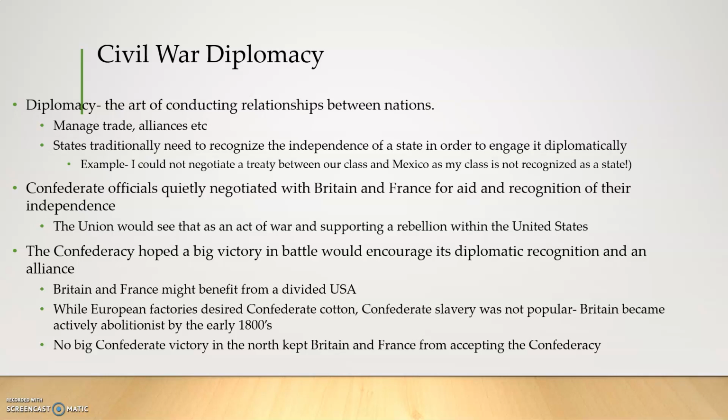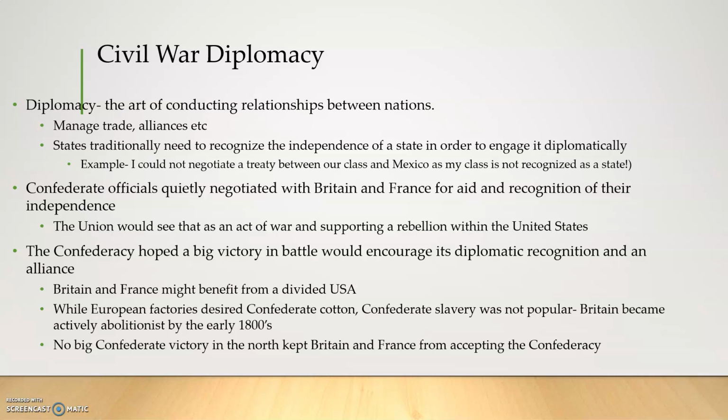Maybe Britain and France would benefit if the country stayed permanently divided. While European factories desired Confederate cotton, though, the idea of slavery was very unpopular among the working people of Britain and France, and Britain had become actively abolitionist by the early 1800s. That was one big strike against the Confederacy's hope of being accepted as a state.